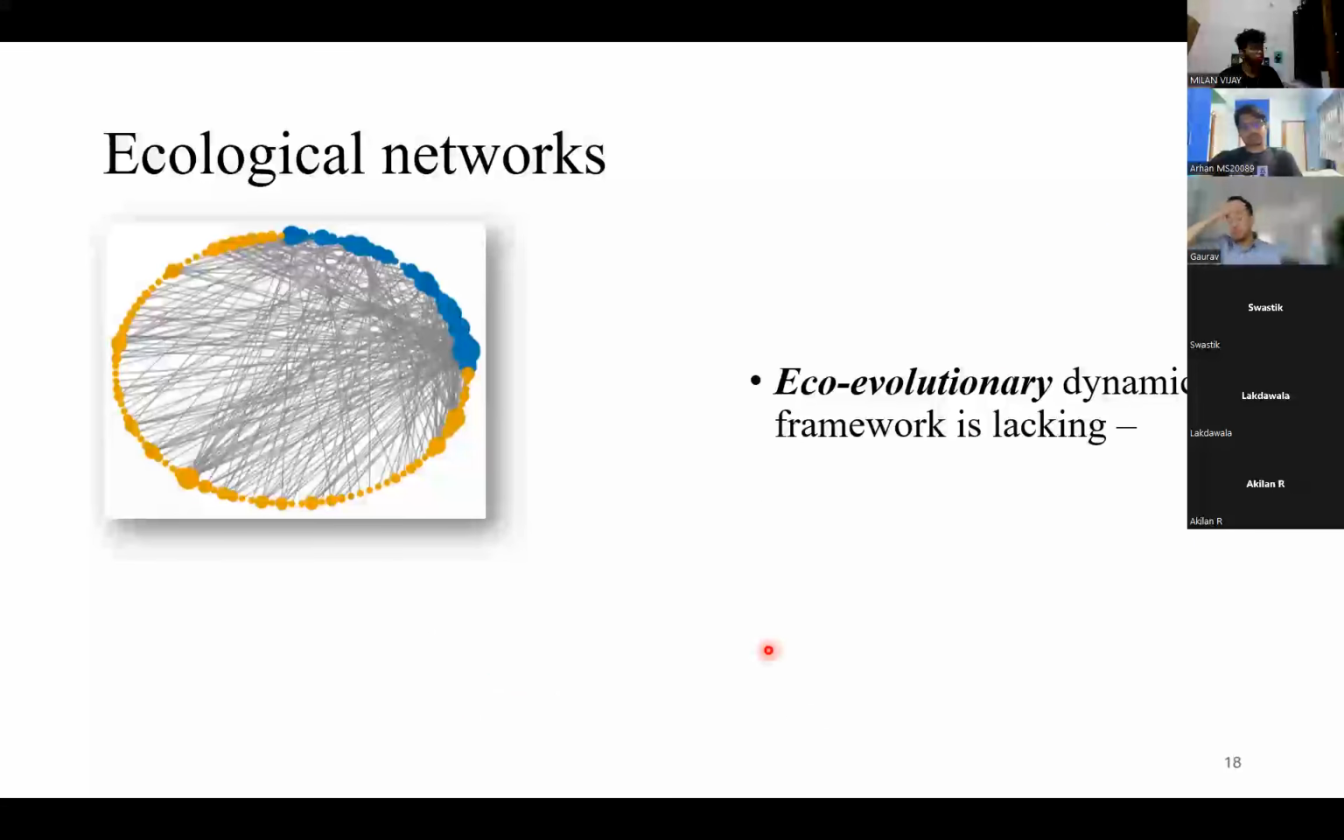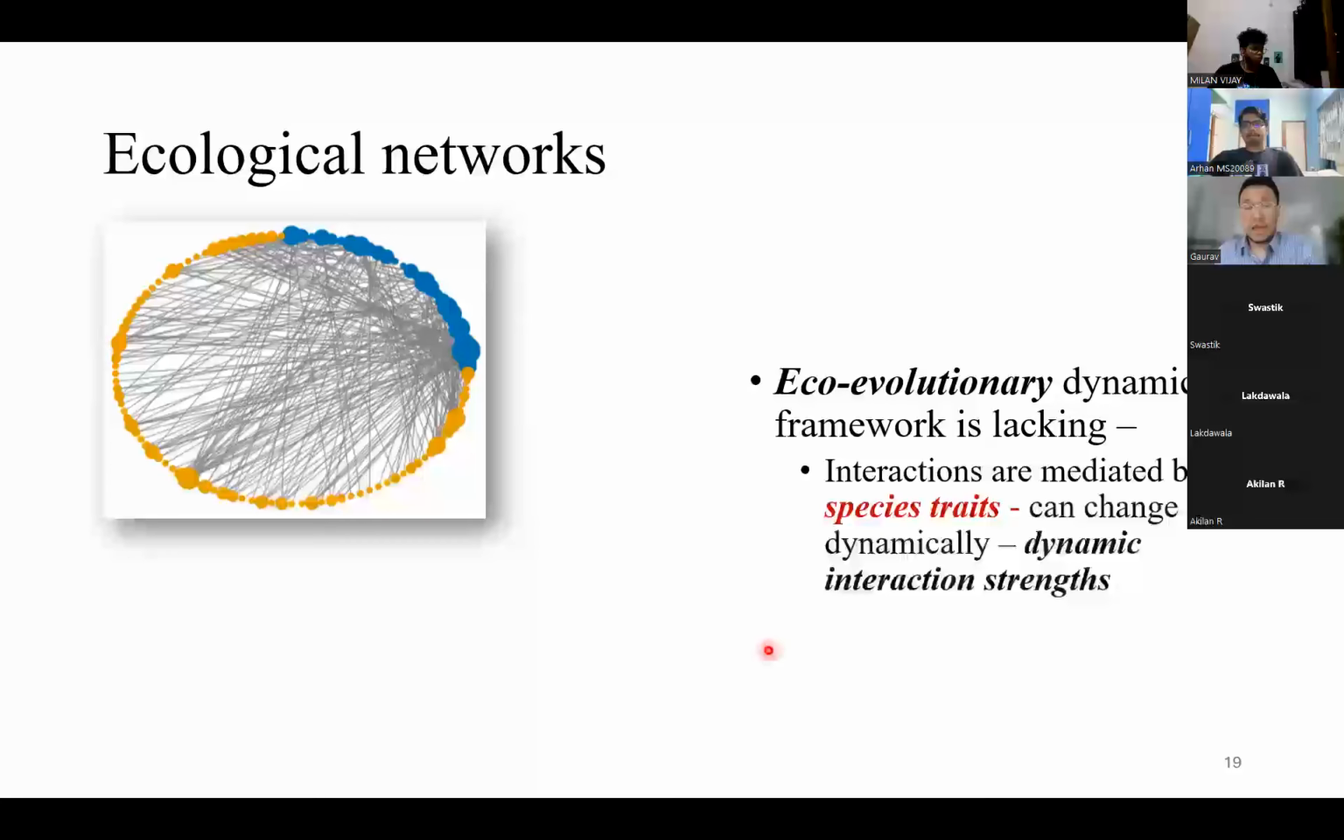So what I'm trying to do, or what we are trying to do here, is eco-evolutionary dynamics: how ecological dynamics, that is the dynamics of populations, can feed on evolutionary dynamics or changes in phenotypic dynamics, and how this phenotypic dynamics then feeds back on ecological dynamics. This kind of framework is currently lacking. When you look at eco-evolutionary dynamics of such networks, interactions between species, for instance this plant and these pollinators, are mediated by what we know as species traits. Now, what are traits? I'll get to it in a bit.